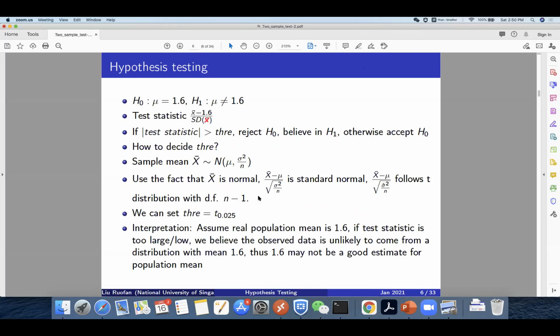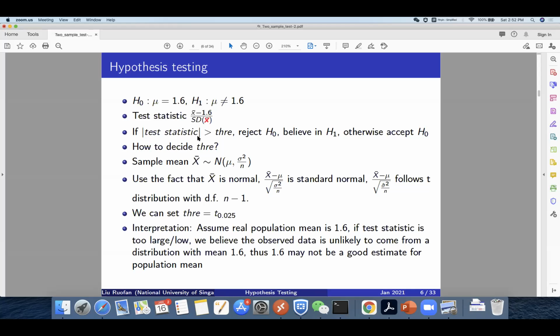So let's see what we have now. We have the hypothesis, we have the test statistic. Now we're only left with the threshold. If the absolute value of my test statistic is larger than the threshold, then I will reject my H0. So I believe the population mean is not 1.6. Otherwise, I think the population mean is roughly around 1.6.